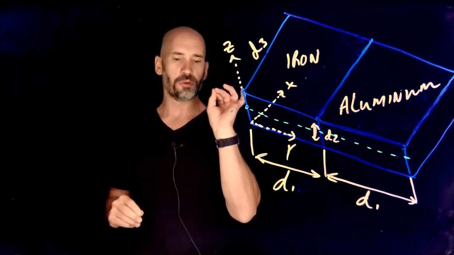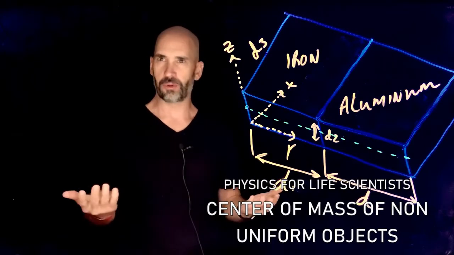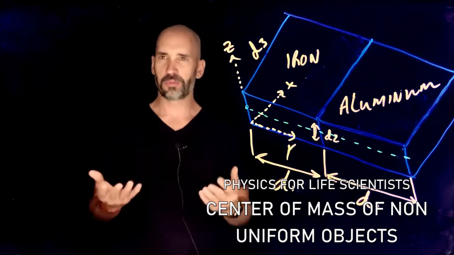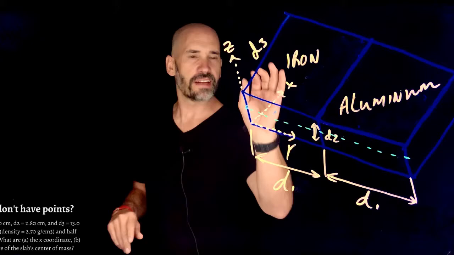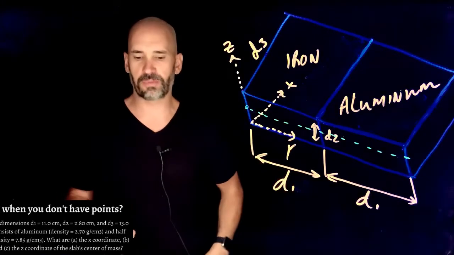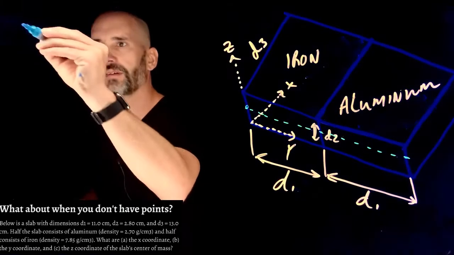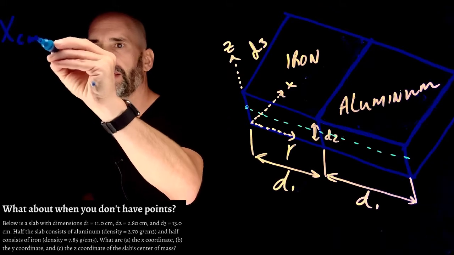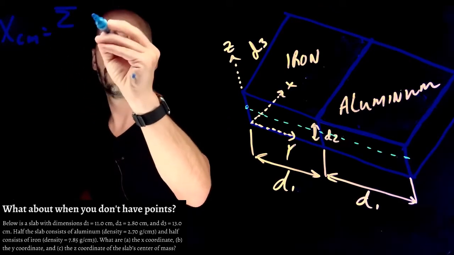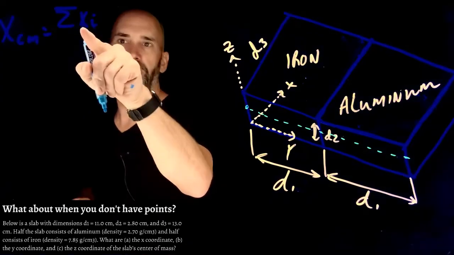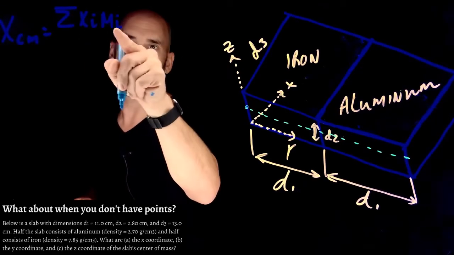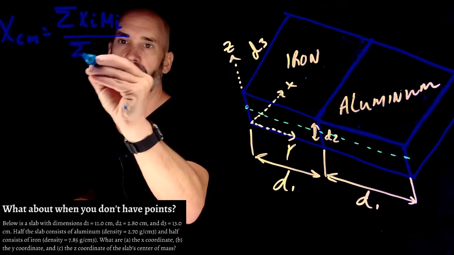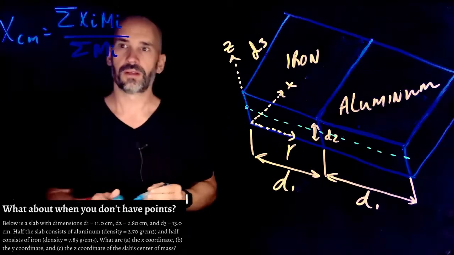If you guys could go to the slide that says, what about when you don't have points? I want to explore a stranger situation, where instead of having these discrete points that we can just put into our little formula, X center of mass is equal to the sum of the x position of each point times the mass of each point, divided by the sum of all the masses of each point, okay?